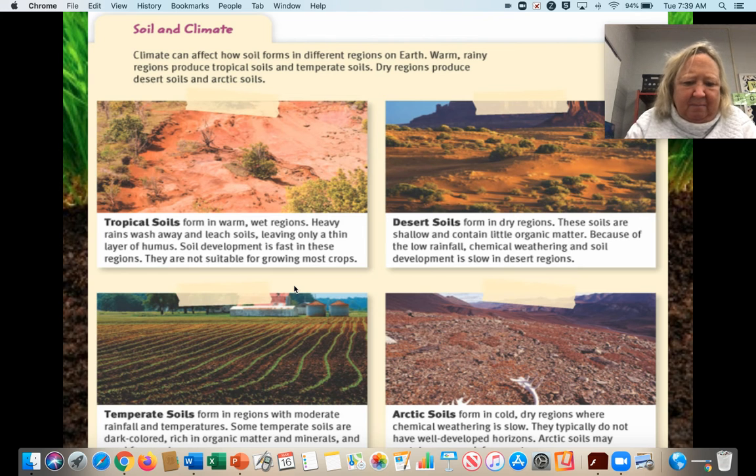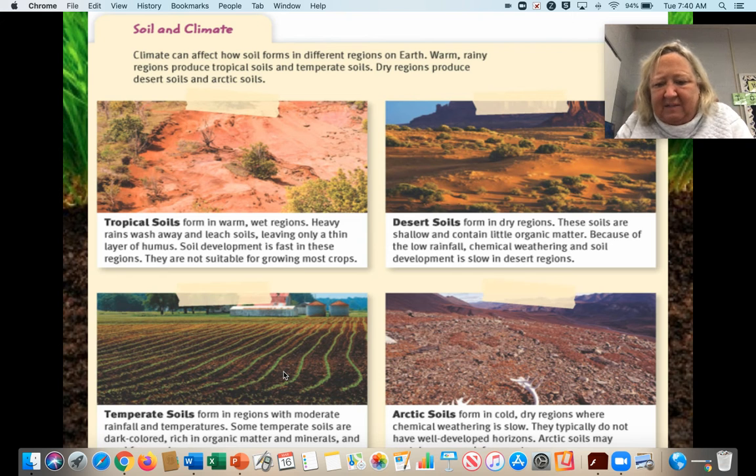Then there's temperate, which would be us. All of the Midwest, Indiana, Illinois, Iowa, all of those big farm growing states, crop growing states. Okay. So moderate rainfall, so some, not a lot. Moderate temperatures, yes, it gets cold, but it gets warm, but generally it's kind of in the middle. They are dark colored, rich in organic matter and minerals.